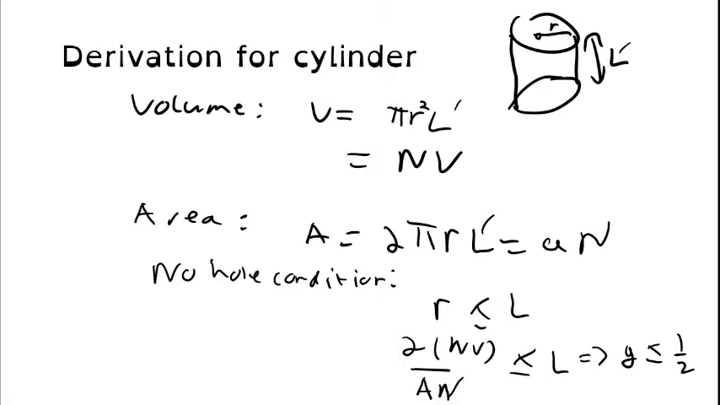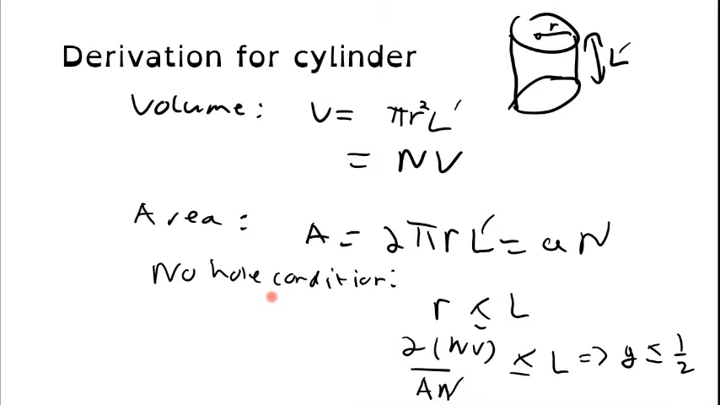Now, to derive those inequalities, we're going to do it for a cylinder. We take the volume of the cylinder, which is equal to pi r squared times L prime. L prime is the length, and r is the radius, and that must equal n times phi, where n is the number of phospholipids we have in the cylinder, and phi is the volume of the hydrocarbon tail. The surface area of the cylinder, A, is given by 2 pi r L prime, which must equal the effective area of the phospholipid head times the number of phospholipids.